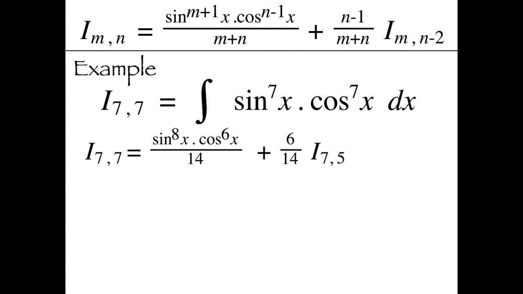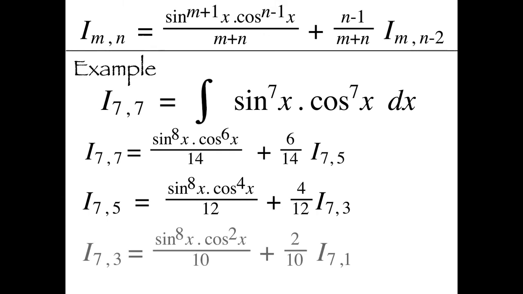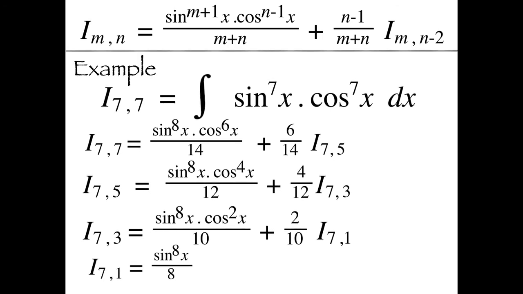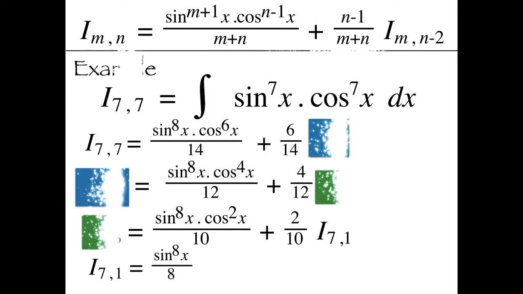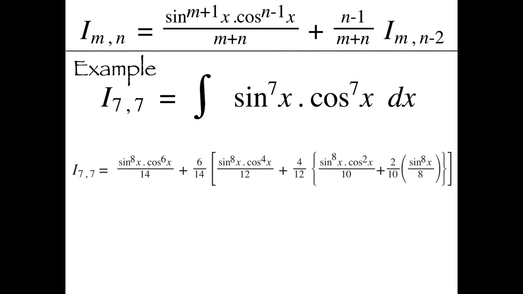We can use the reduction formula here as well, so we are going to do that. I 7 comma 5 leaves us with I 7 comma 3. And I 7 comma 3 leaves us with I 7 comma 1, and in I 7 comma 1 we will not be left with any I terms. Now what we are going to do is substitute I 7 comma 5, I 7 comma 3 and I 7 comma 1, all of these terms into I subscript 7 comma 7. After we do that, we'll be left with this result.